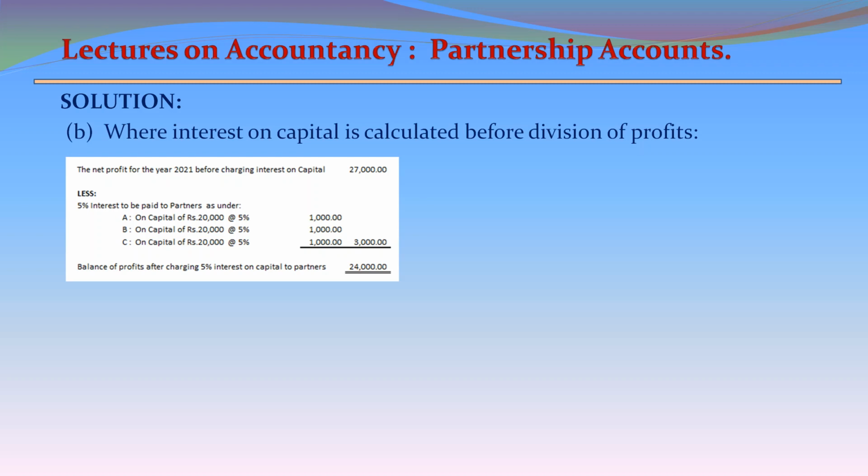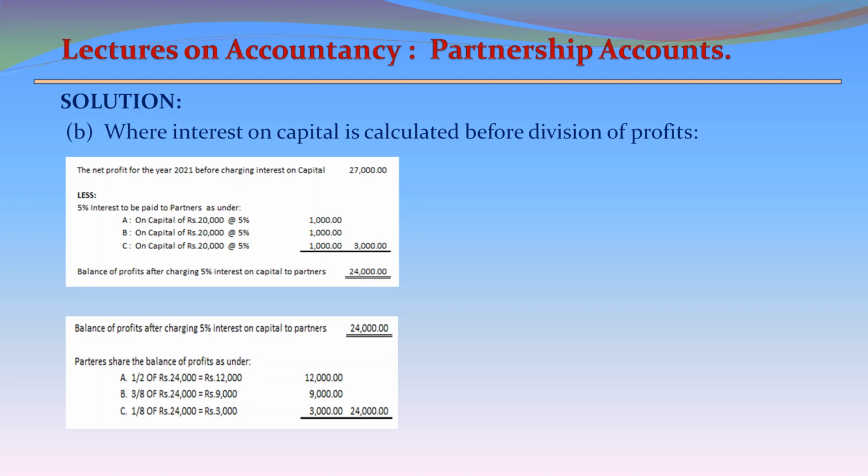Balance of profits after charging 5% interest on capital to partners is 27,000 minus 3,000, which is equal to 24,000 rupees. Partners share the balance of profits as under in their profit sharing ratios. Partner A, 1/2 of 24,000 is 12,000 rupees. Partner B, 3/8 of 24,000 is 9,000 rupees. Partner C, 1/8 of 24,000 is 3,000 rupees.